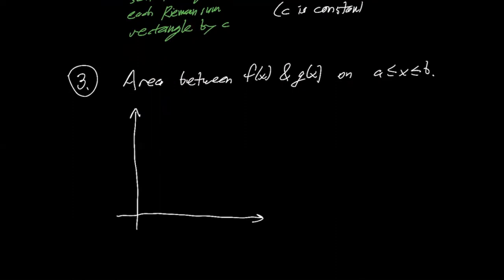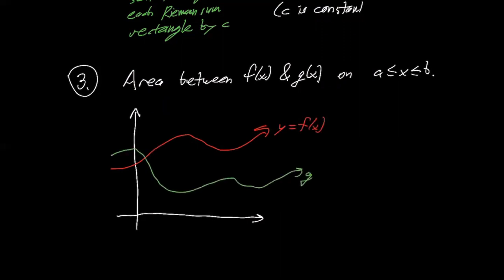Here's a function f. Here's a function g. But let's just pick an interval where they don't cross, right? So let's say from here to here, so x equals a to x equals b. Right, so this is the region that we want.